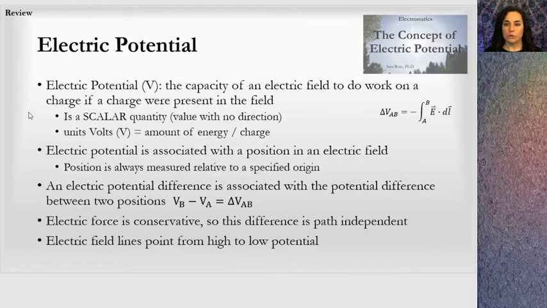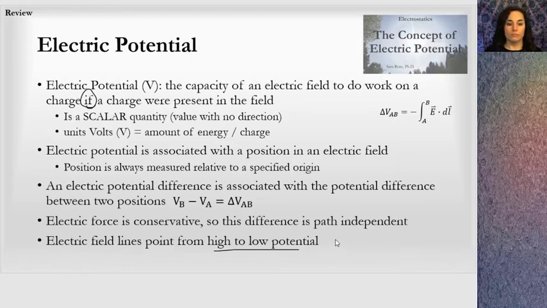Another review to go over is the idea of electric potential, which is different than electric potential energy. Electric potential is defined as the capacity of an electric field to do work on a charge if a charge were present. Electric field lines point from high to low potential. This is analogous to what we see with gravitational potential energy. When I think about gravitational potential energy, G m1 m2 over r, I have two masses. The gravitational field lines will point in the direction of high potential to low potential.